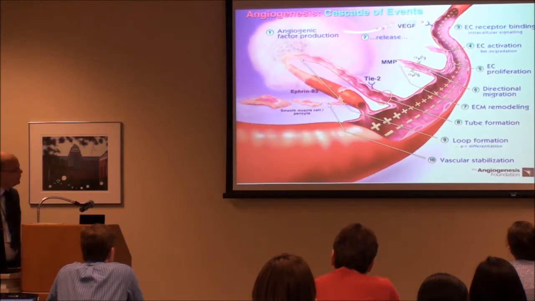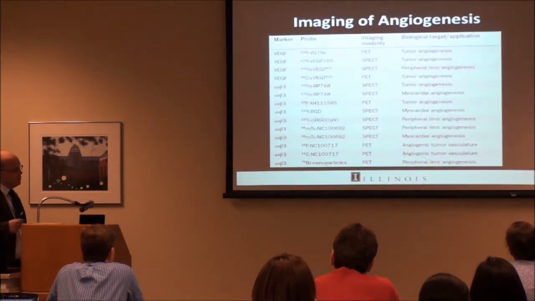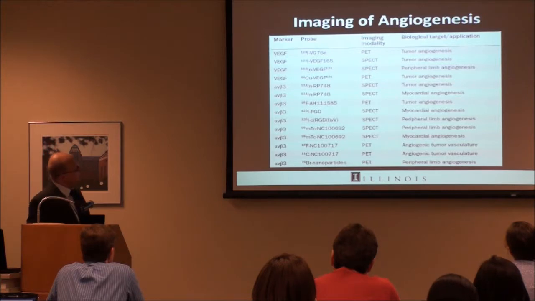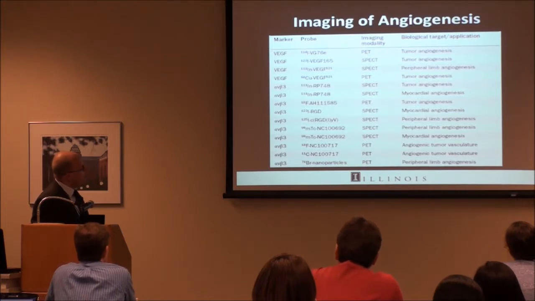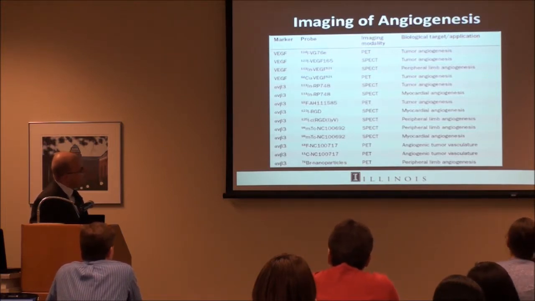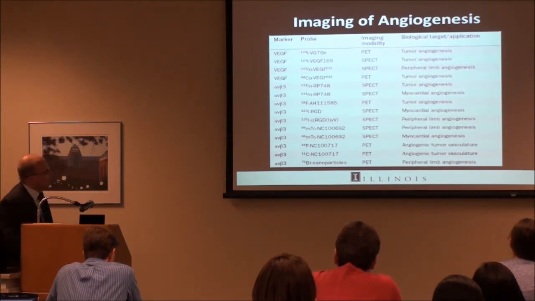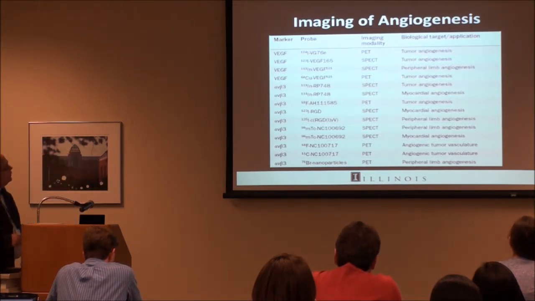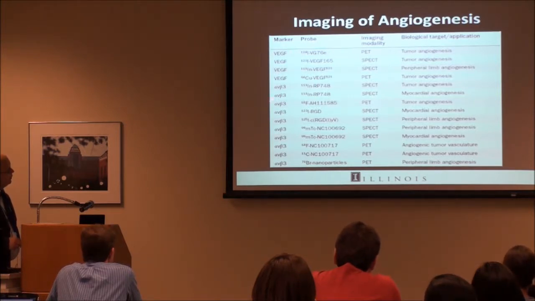When we identify those, we can start developing the agents. These are the typical agents used or developed within the last two decades for both SPECT and PET imaging in tumor and myocardial or peripheral limb angiogenesis. And they are targeted at the VEGF receptor, for example, or alpha V beta 3 integrin.